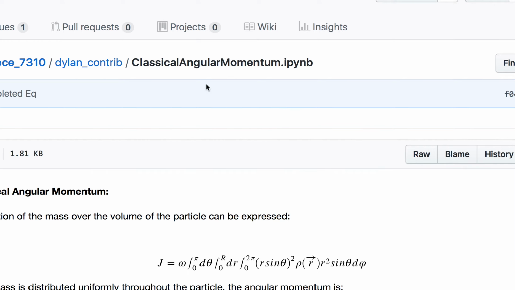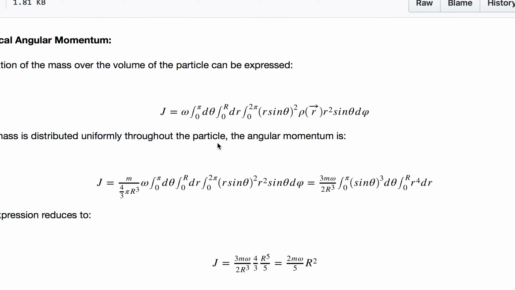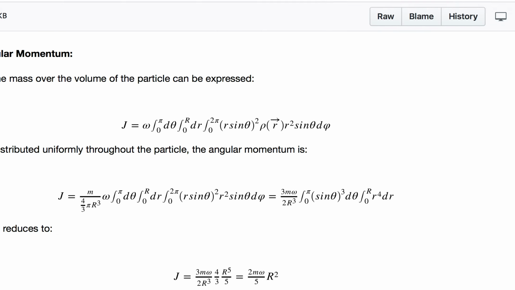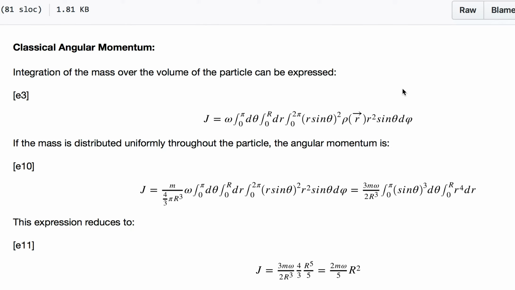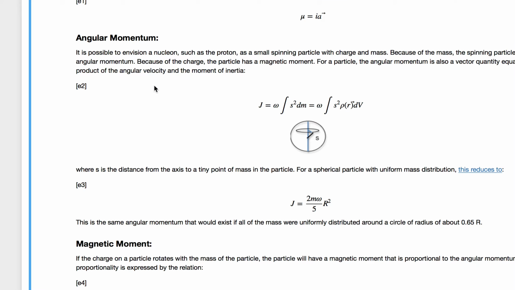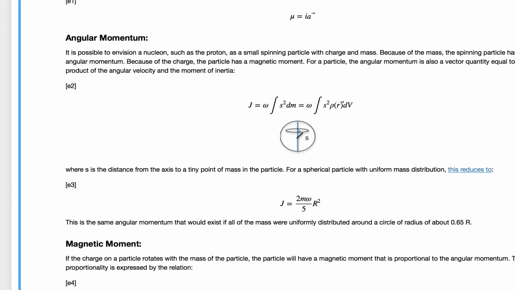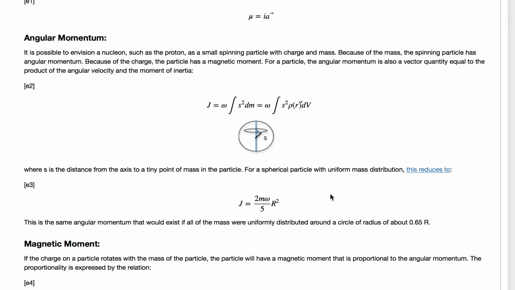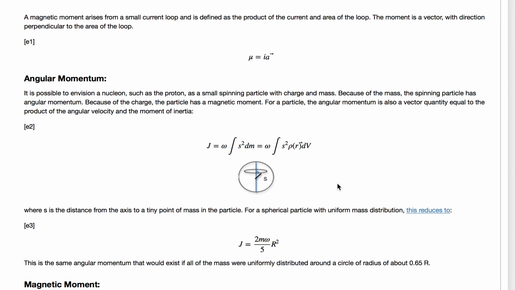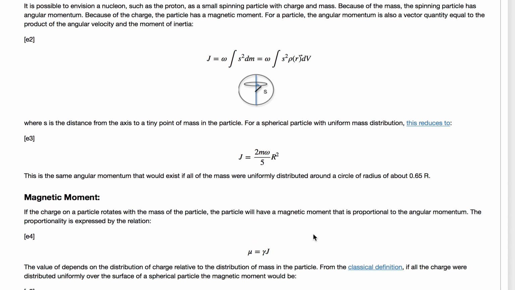Looks like that integral is a little bigger than the screen here. Move that over. There you go. So you can go ahead and do that integral, and you end up with this ratio: 2/5 of the mass times the angular velocity times the radius squared. So we go back, move this back. So it gives us the magnetic moment and the angular momentum.